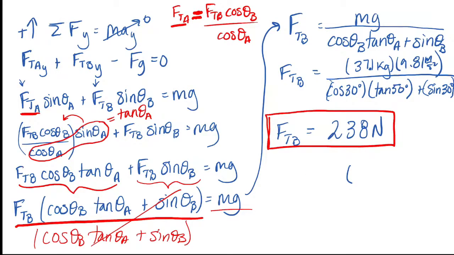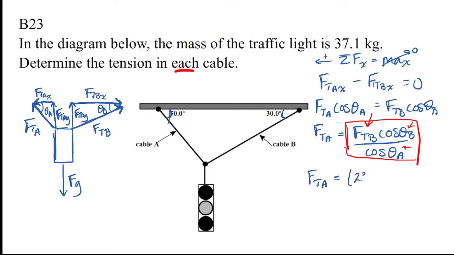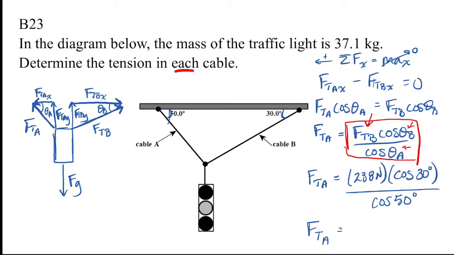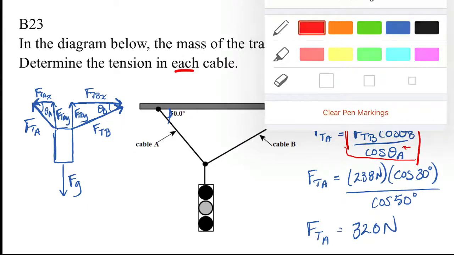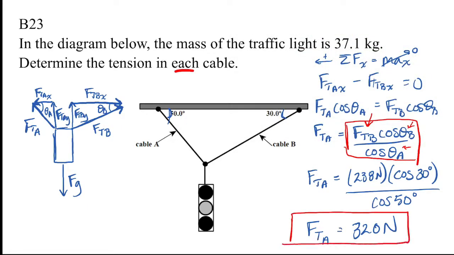So please don't forget to not round that 238 when you're using it in here. So that's actually 238 newtons, because it's the force of tension of B times cosine of the angle at B, which is 30 degrees, divided by the cosine of the angle at A, which is 50 degrees. Okay, and then I can pretty easily find the force of tension at A because I already had that nice equation all set up for me. And it's 320 newtons.